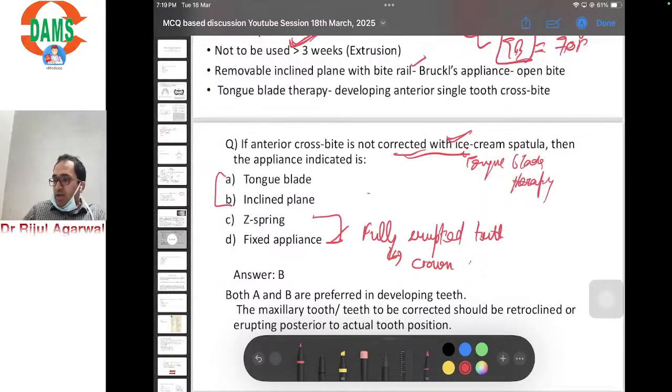This is the way the examiner twists the question: the examiner gave all four options, and all four are correct options for correcting an anterior crossbite. Now they want to ask whether the student has clarity on the concept of developed teeth. The biggest hint here is not corrected with ice cream spatula. That means it is a developing tooth, in the developing stage, but no such attempt was made to correct it with ice cream spatula. That's why inclined plane is the best or most appropriate answer here.